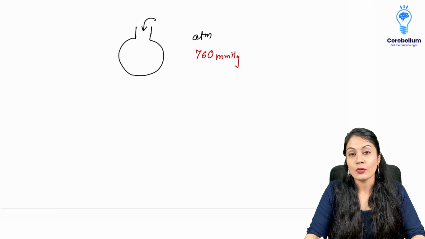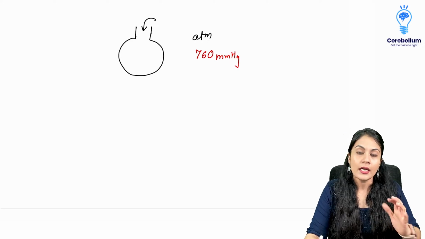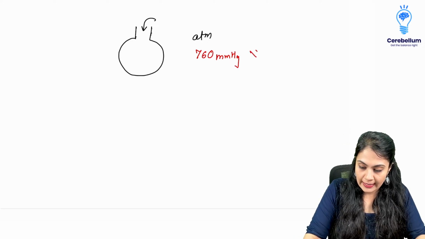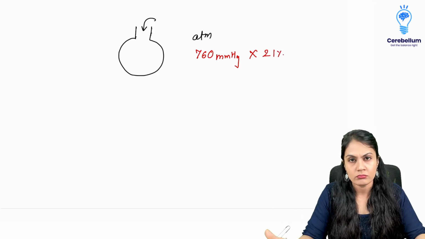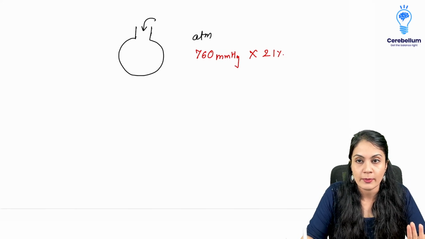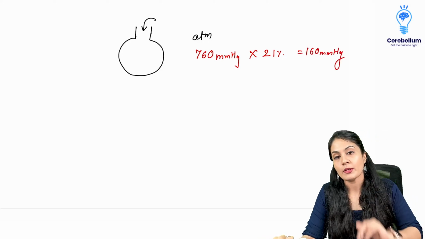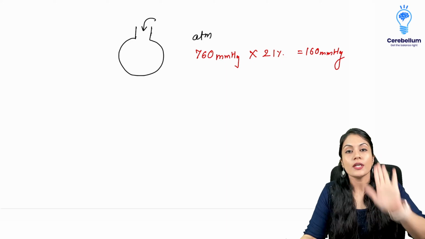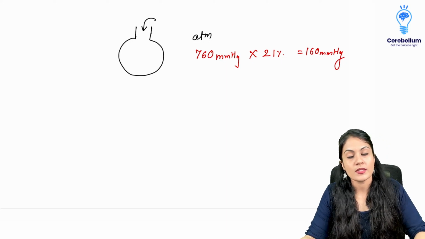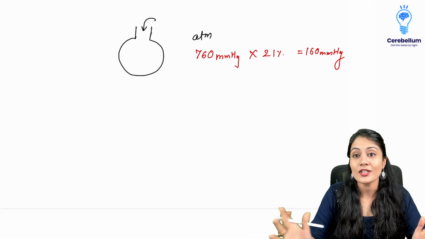Now, if I have to calculate the pressure of the oxygen, how can I calculate? I'm going to apply Dalton's law and take the 21%. I know that if we take all the gases, around 21% is going to be my oxygen. So it will be 160 mmHg, isn't it? 160 mmHg. So this much is the oxygen which is going to be present at sea level. We are not considering the pollution and everything over here.